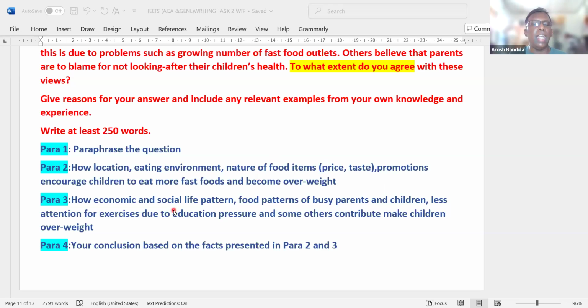contribute to this obesity issue. Then in paragraph 3, we are going to show how and why parents contribute to this issue, in which ways poor management of children by parents contributes to it. Then in paragraph 4, you bring your conclusion based on the facts you presented in paragraphs 2 and 3, and bring it in a different tone in a very beautiful manner. That's the broader structure of answering this question.